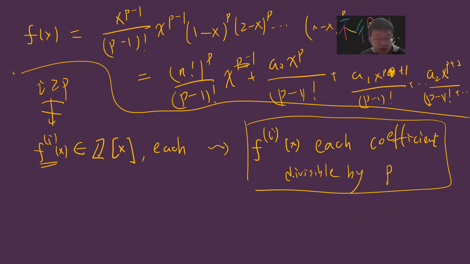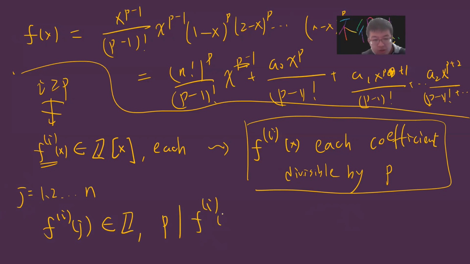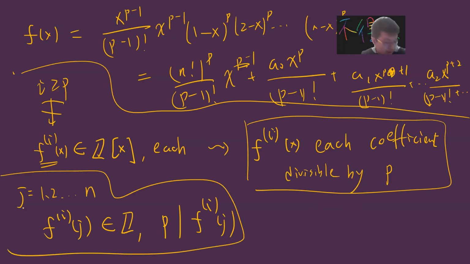Okay, so since it's divisible by p, that means that if you fix j from 1 to 2 up to n, your f to the i derivative at j will be an integer divisible by p. Okay, so now let's consider f tilde of j. Our goal is to prove that for j from 1 to 2 to n, these are integers and divisible by p.